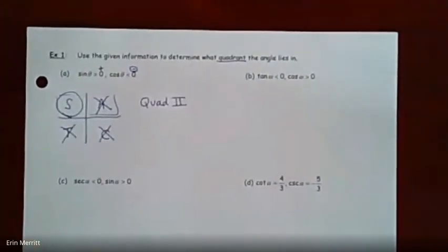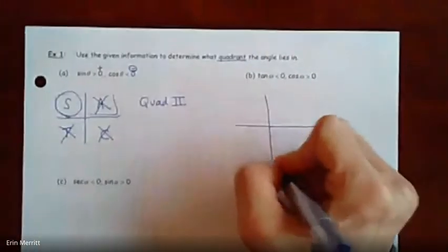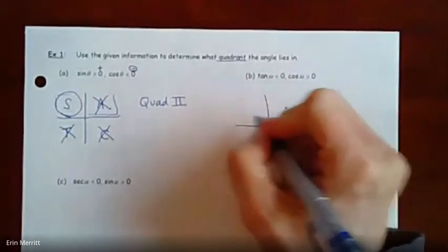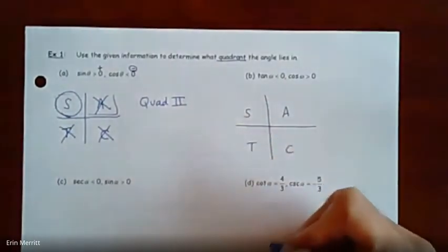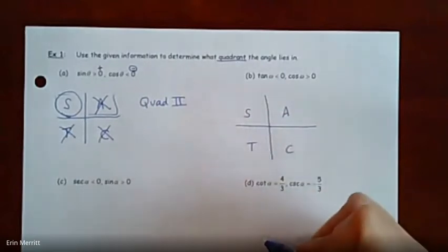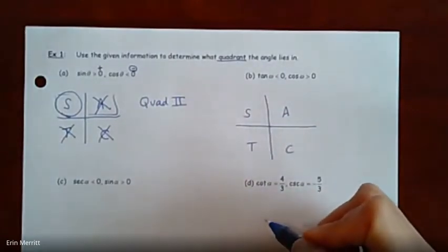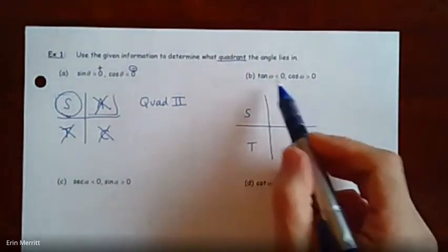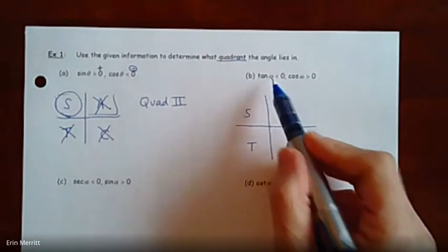All right, let's try the next one. So same thing. Set up a set of axes, A, S, T, C. All students try cheating. It's silly, but say it. It helps. It helps you remember. Don't worry about the variable. Don't let that throw you off.